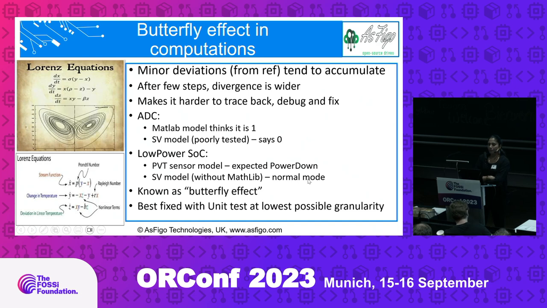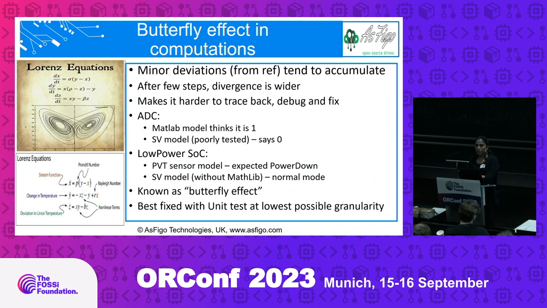We are using a butterfly effect in the computation instead of the Lorenz equation, because the Lorenz equation was used for decades. But now we are using the butterfly effect because a minor deviation tends to accumulate. After a few steps, the deviation is wider. It makes it harder to track, debug and fix. When we are using an ADC, the MATLAB model thinks it's one, whereas when we use an SV model, it says zero because it's poorly tested without using MATLAB.